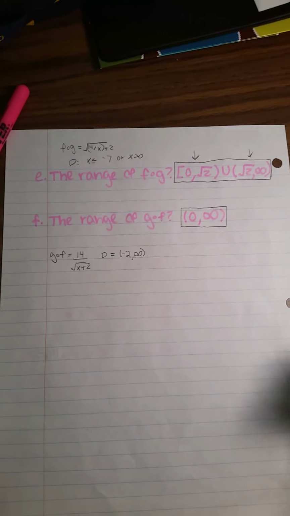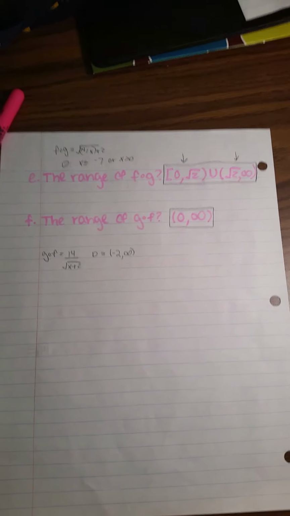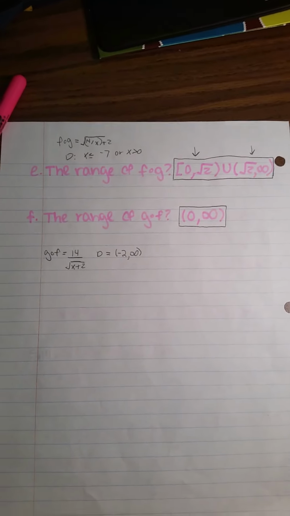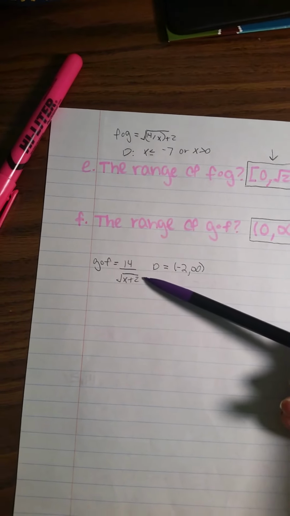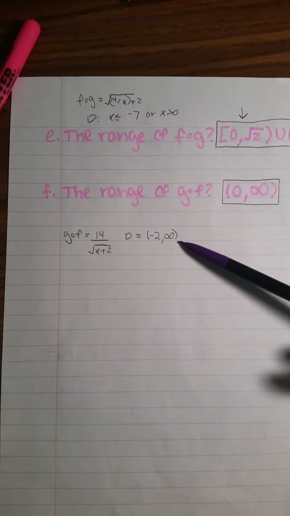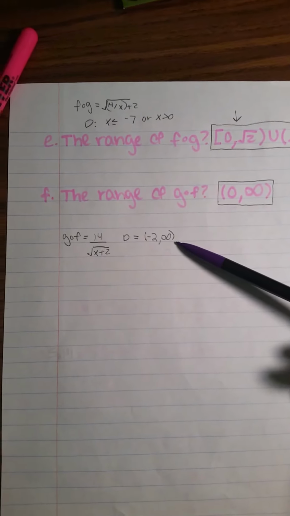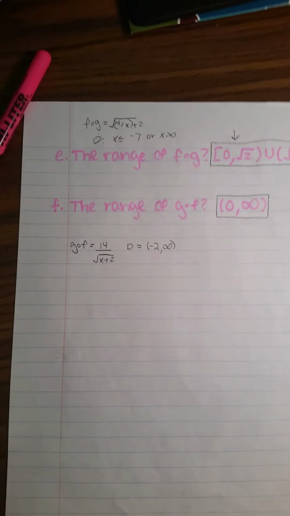Now, for part F, we're asked to find the range of g composed f. I have written here, once again, g composed f equals 14 over the square root of x plus 2, and the domain we found was that the x value ranges from negative 2 to positive infinity.